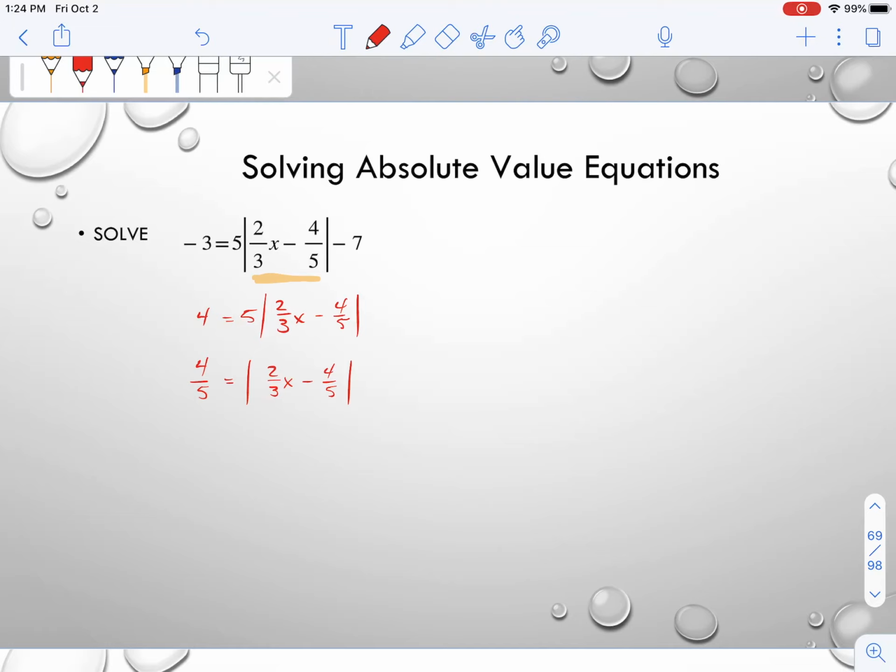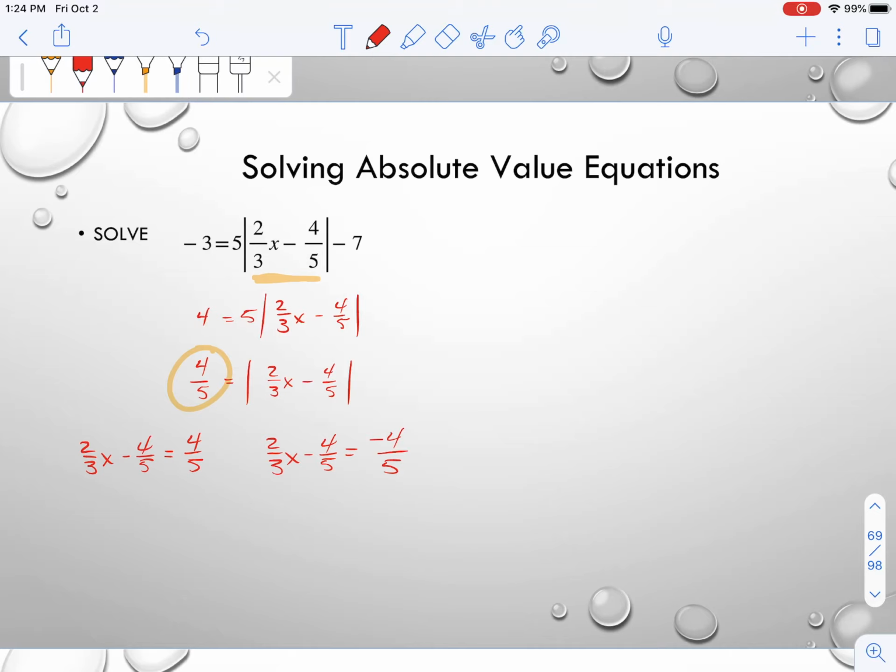The first case is going to be my positive case. Again, what we're going to manipulate or change is the value opposite my absolute value. So in my first case, we're going to have 2/3 x minus 4/5 equals 4/5. I'm allowing this value to still be positive. In my second case, what's inside my absolute value is going to stay the same. It doesn't change. I still have 2/3 x minus 4/5, but now I want to account for the case that whatever was opposite the absolute value has the opposite sign. So I'm going to multiply by negative 1.